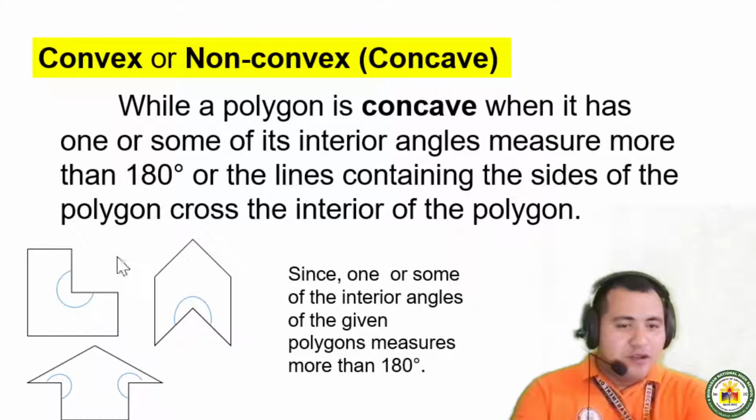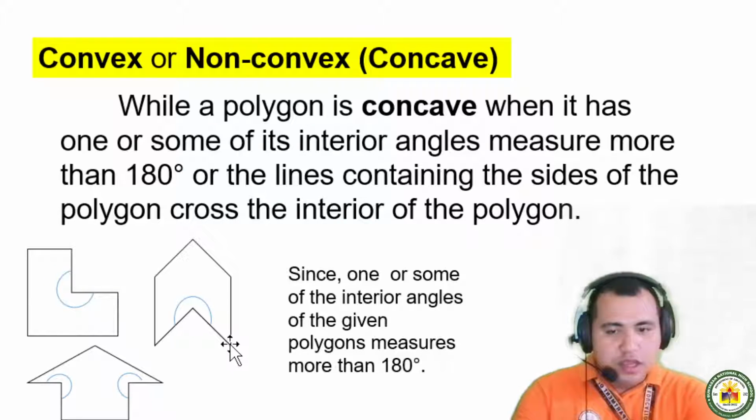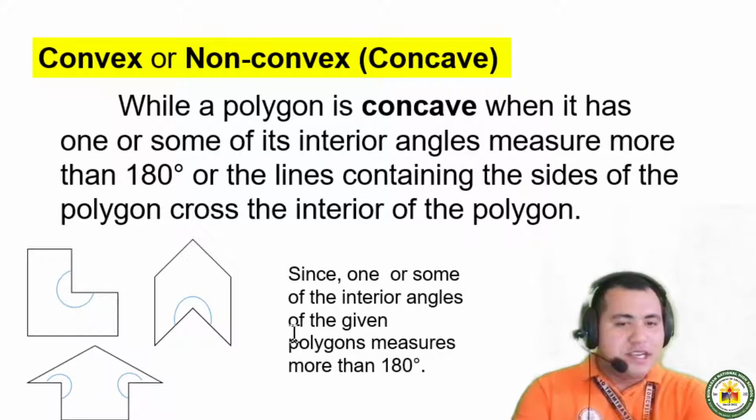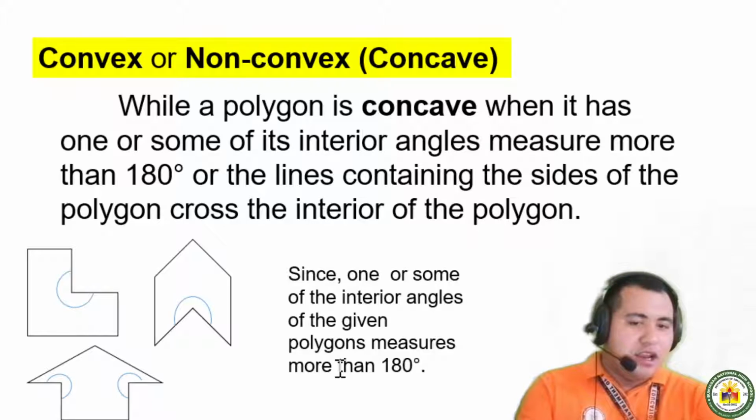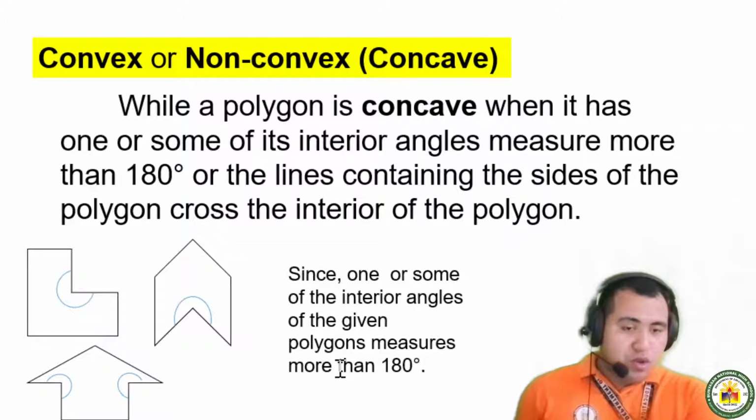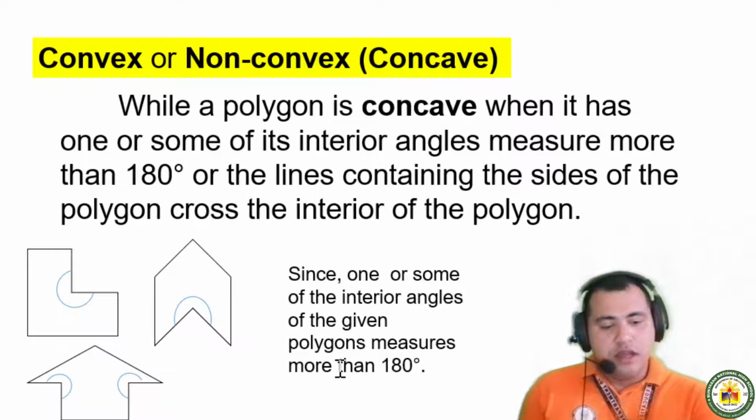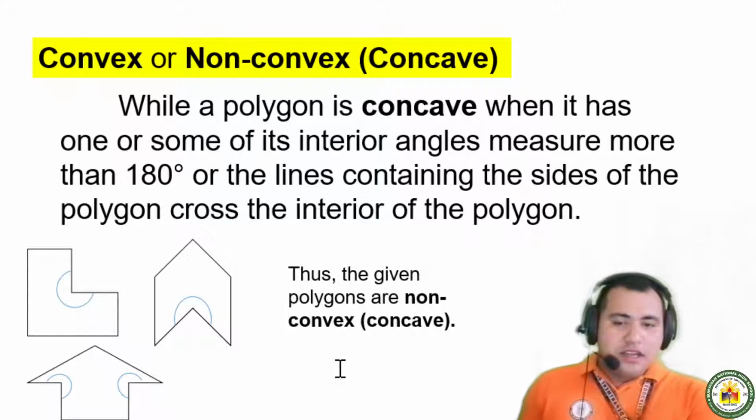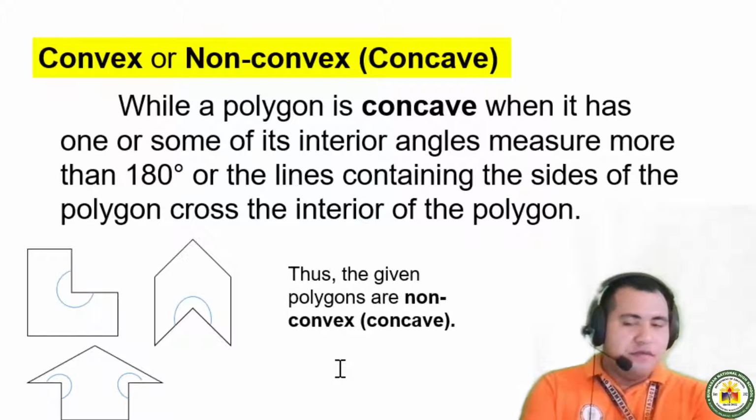Ang diagonal, naa sa gawas. And this also, kung kini nga portion atong i-connect, naa siya sa gawas sa polygon. Same as this figure. As I've said, kung mag-drawing ka og diagonal, kung naay diagonal nga naa sa gawas sa polygon, that polygon will be considered as concave or non-convex. Okay. So, thus, the given polygons are non-convex or concave.